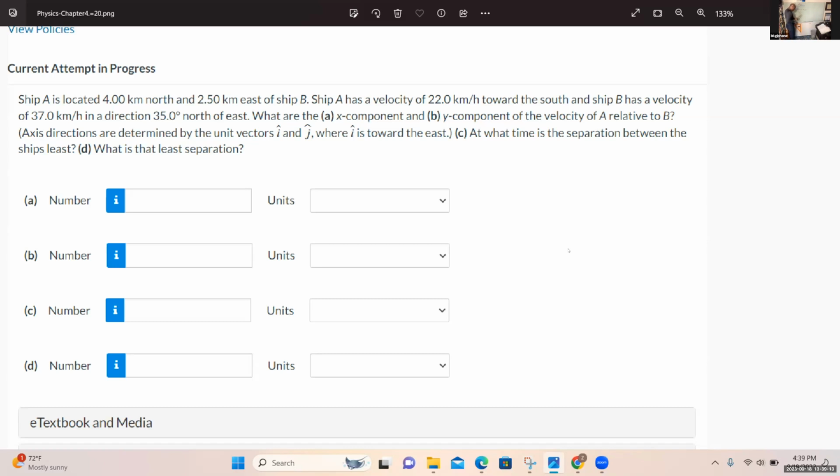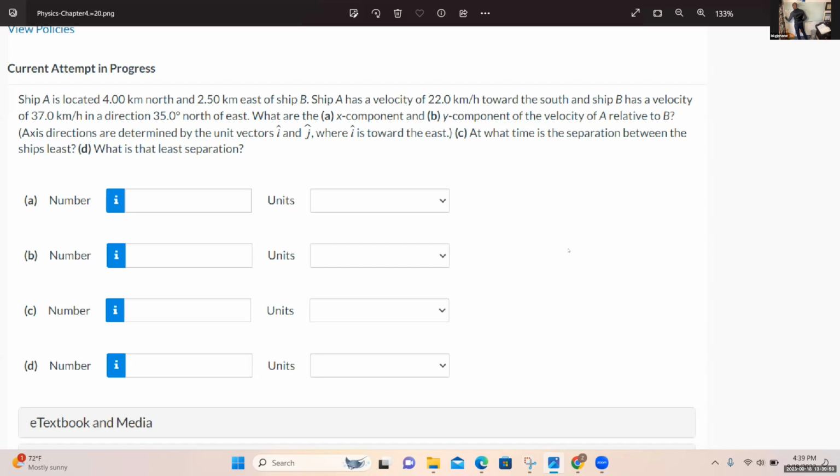And this angle here is 35 degrees. So that guy, I'm just going to call it theta. Let me put these details over here. Theta is 35.0 degrees. Velocity or speed, I'd say speed for ship B is 37.0 kilometers per hour.